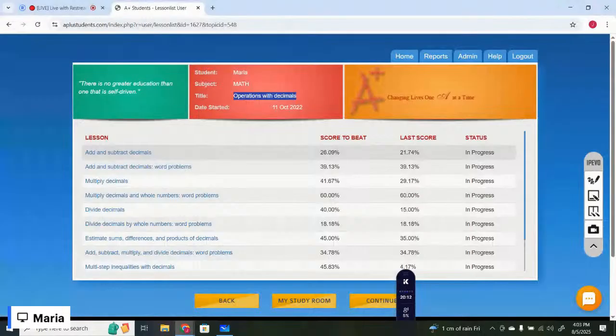Here I'm on the grade 7 math. Let's just start with the lesson operations with decimals. Let's just start with the first lesson, that is add and subtract decimals.